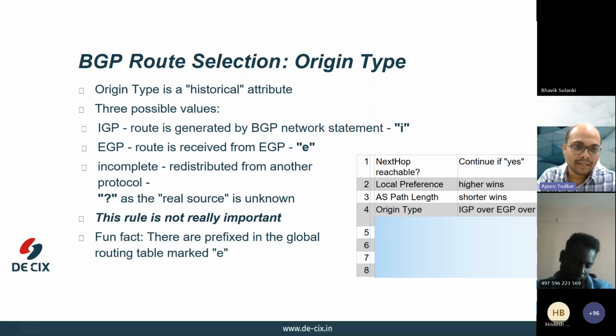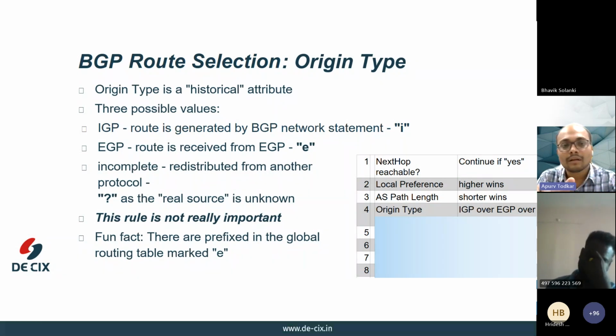One is IGP, that is the Interior Gateway Protocol. This value indicates that the prefix was introduced into BGP via a network statement in the router configuration. So essentially, the prefix was added directly into BGP by the originator. This is by far considered the most reliable type.